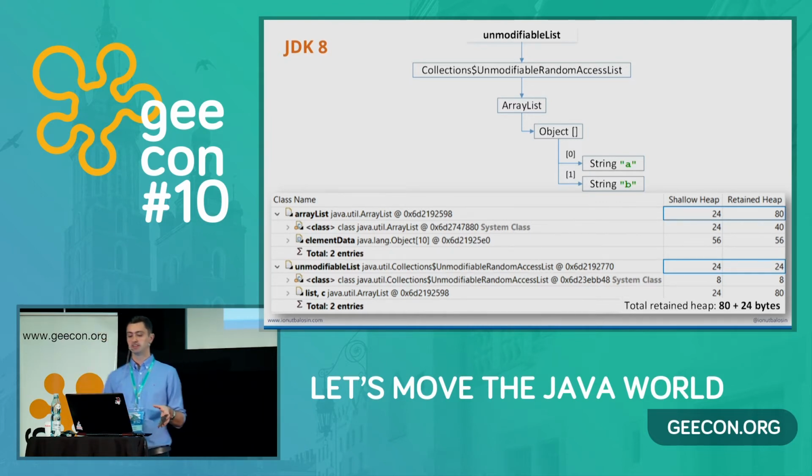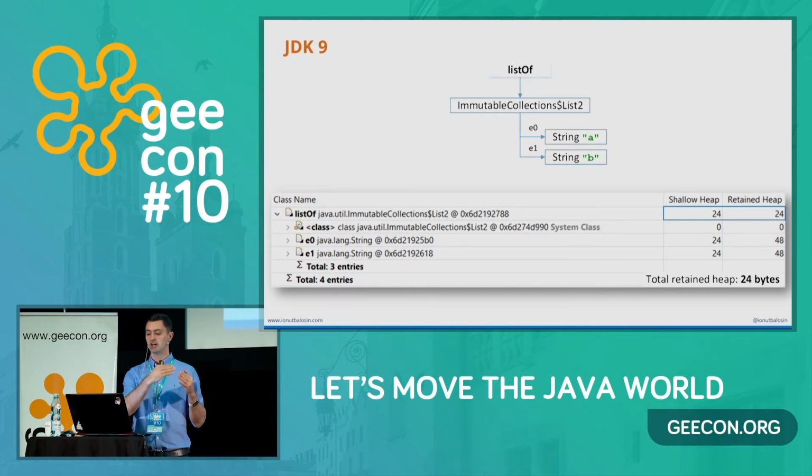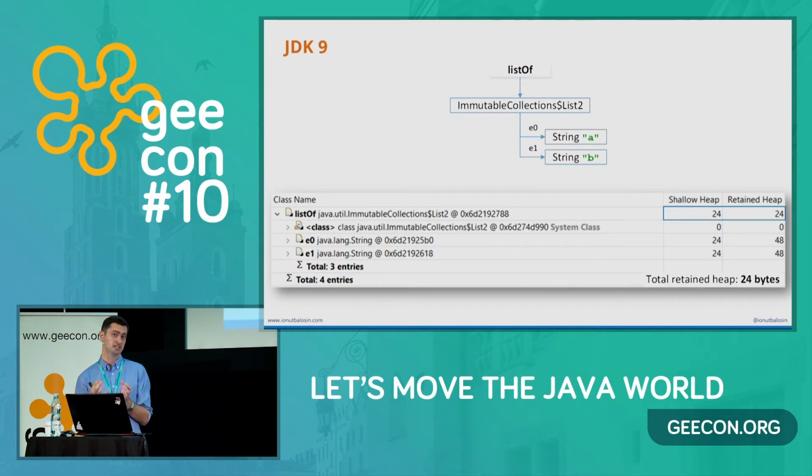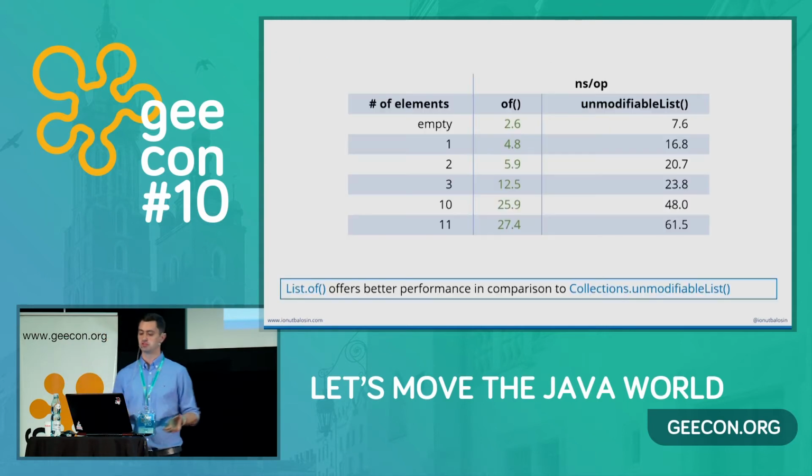In comparison to the JDK 9 option, JDK 9, as we saw, because it's list to the wrapper, contains E0 and E1 packed. Of course, the footprint is minimized, it's reduced. So the retained heap measured by Eclipse Memory Analyzer in this case was 24 bytes. So it's much cheaper, more compact.